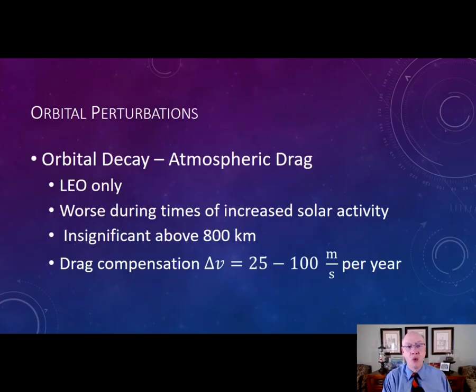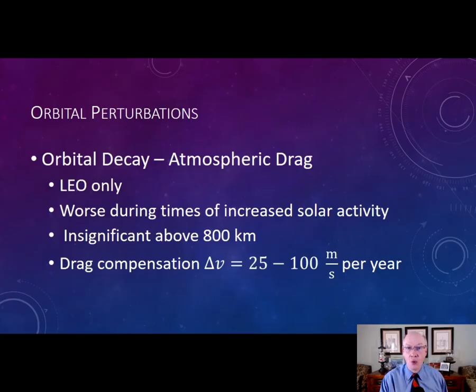So as I mentioned, orbital decay is worse for low Earth orbits. It's also worse during times of increased solar activity. When the sun has its maximum sunspot activity, we say that the solar activity is increased. Those sunspots produce extra ultraviolet light, and that causes the Earth's atmosphere to puff up slightly. And because the Earth's atmosphere puffs up slightly, at any given orbital altitude, the density of the atmosphere increases. And so you will see the decay of satellites increase during increased solar activity.